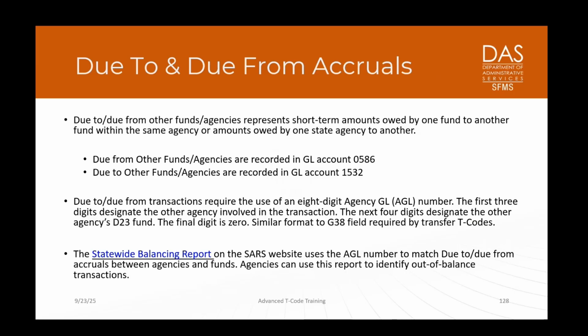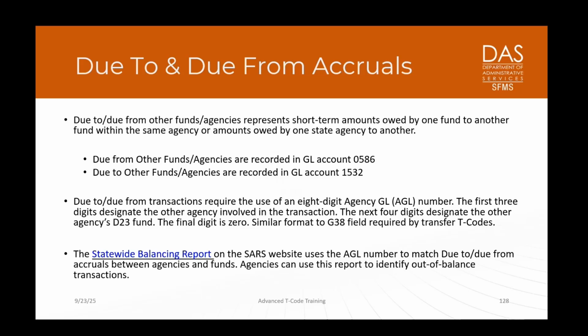Due tos and due froms are short-term amounts owed by one fund to another within the same agency, or owed from one state agency to another. There's specific GLs that are used for that. GL 0586 is the due from GL. GL 1532 is the due to.